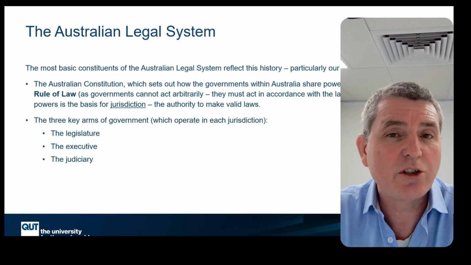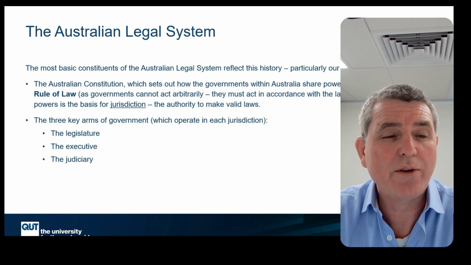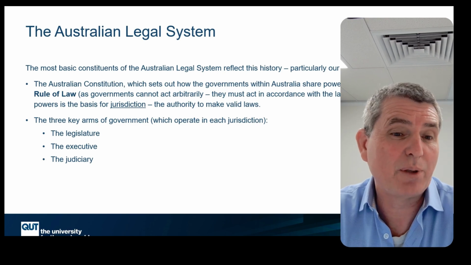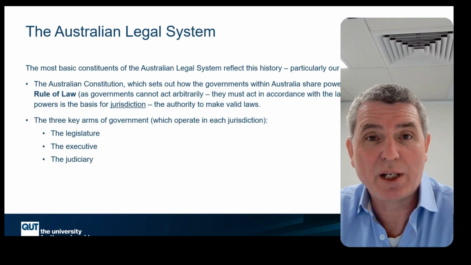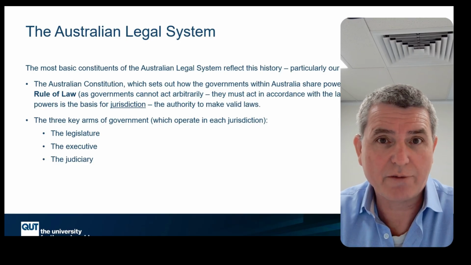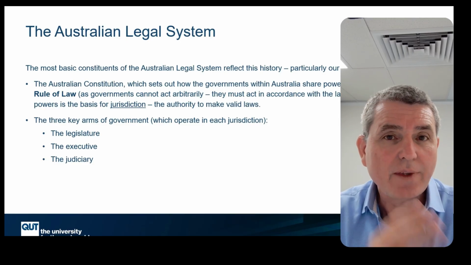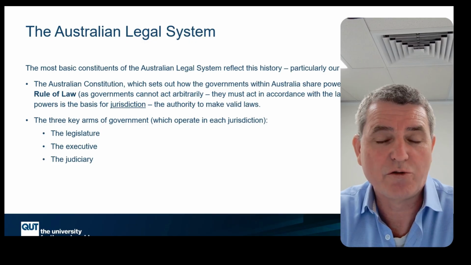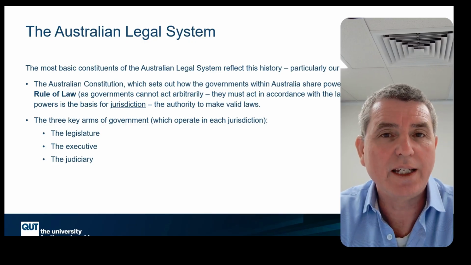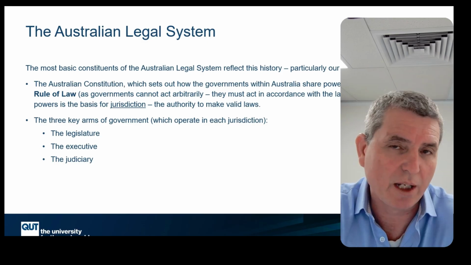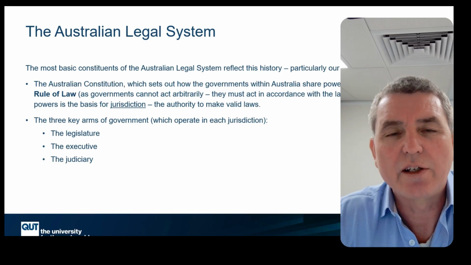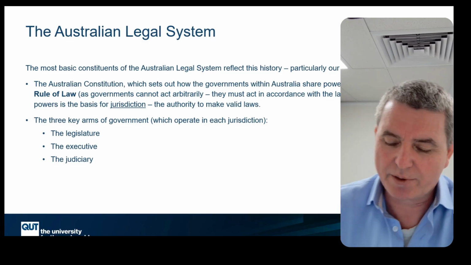It deals with an issue of jurisdiction, or the right to make and apply laws. And those laws are made and applied through three different arms of government. The legislature, which drafts or makes the law, the executive, which administers it, and the judiciary, which applies it or judges it. So let's get into these concepts.